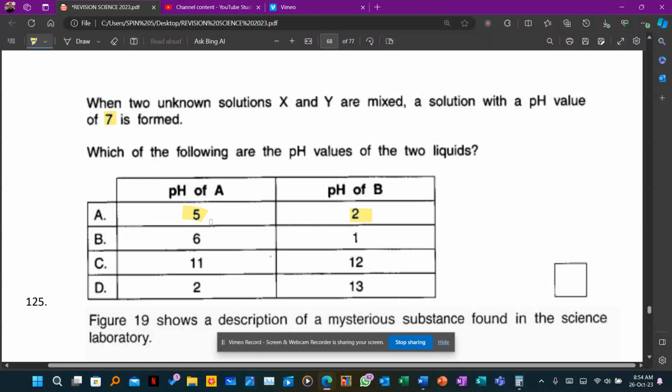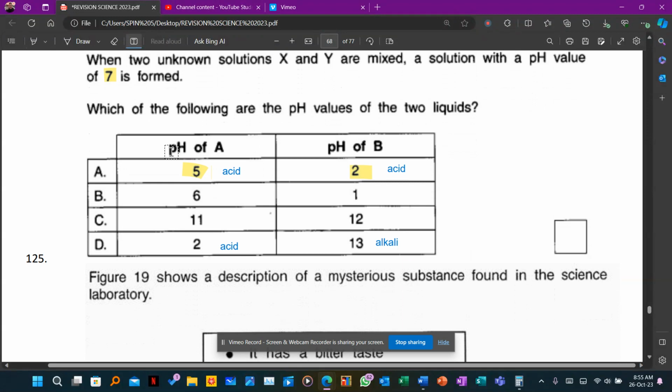You have to label everything. For example, the first one is acid. The second one is also acid. When you mix acid with acid, it stays acid. You need to find one which is acid, which is below 7, and one which is alkali, which is above 7. So when you mix acid with alkali, you will get a pH value of 7.